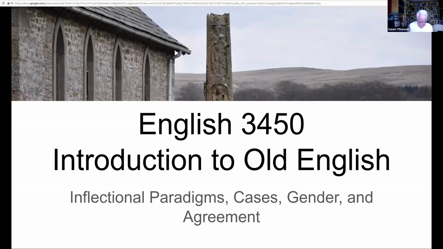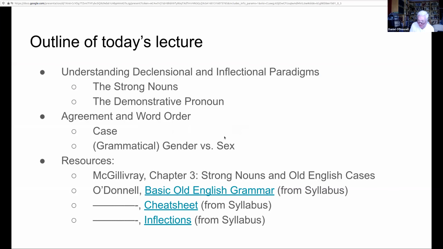Okay, so today what we're doing is we're starting to look at the paradigms and cases in gender and agreement. And this is really relating to chapter 3 in our textbook.